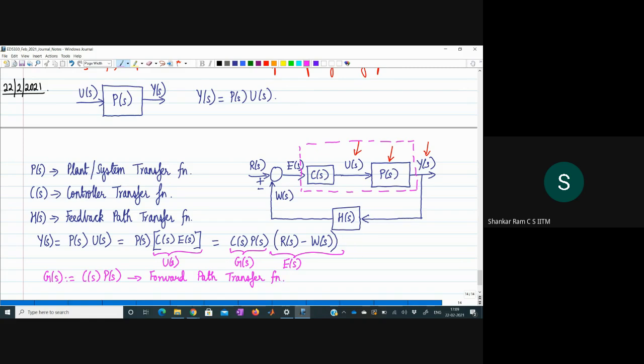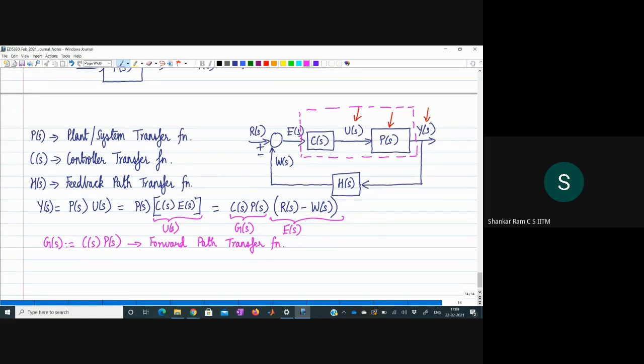So going ahead, we have Y of s equal to G of s times R of s minus G of s times W of s. So what is W of s? W of s is equal to H of s times Y of s, because W of s is the output from this block, whose transfer function is H of s and the input to the block is Y of s. You can see that I am just doing very simple algebra.